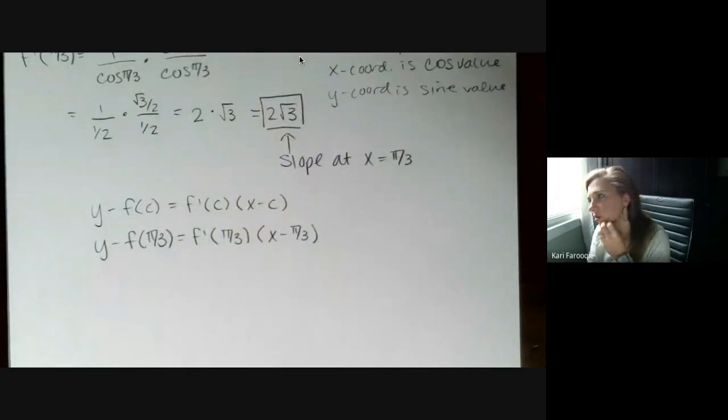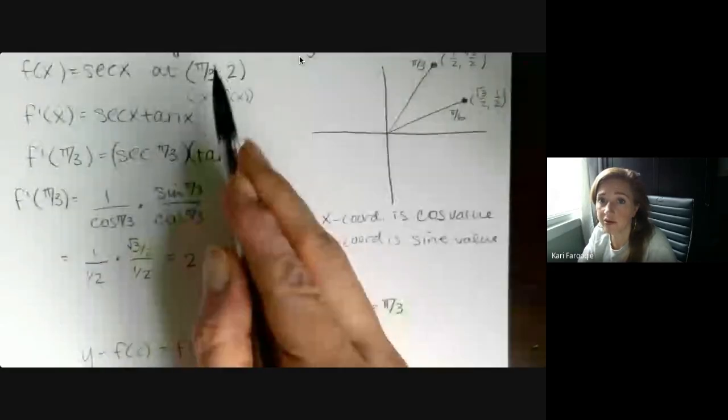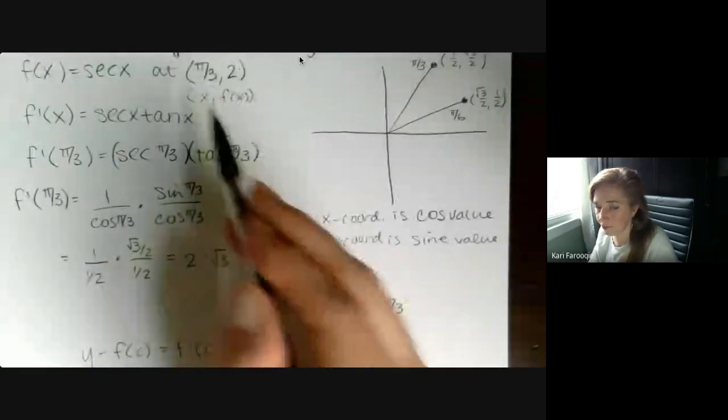This is not going to be the most simple, wonderful, beautiful equation you've ever written. Just do the best you can. I'm not going to be as picky about these. I just want you to solve for y. I already gave you f of pi over 3, the corresponding y value, it's up here. It's 2.